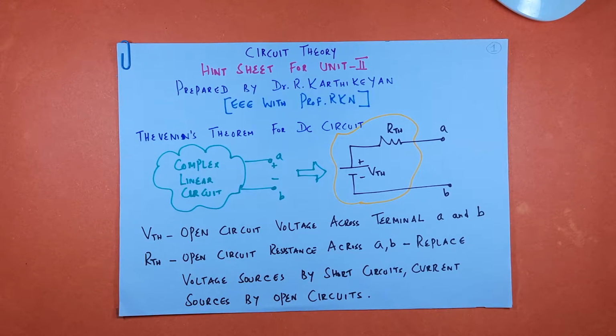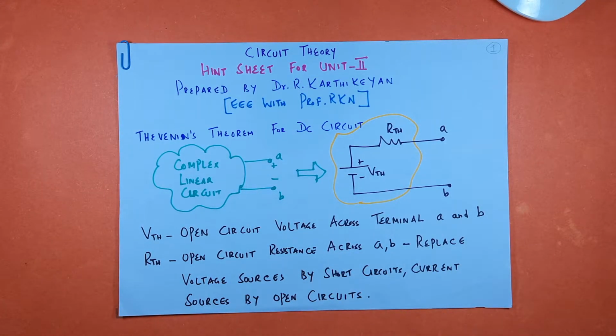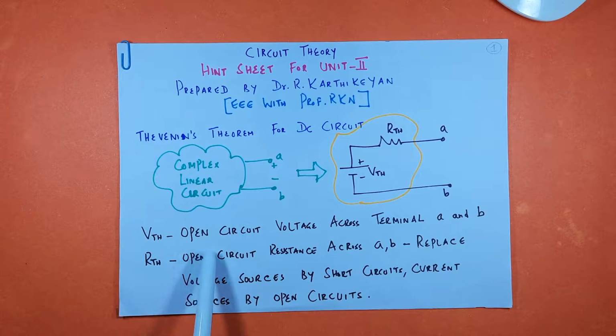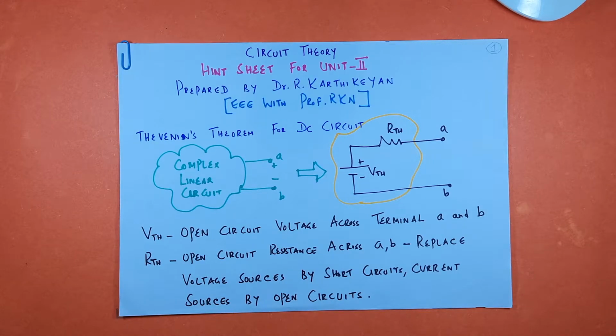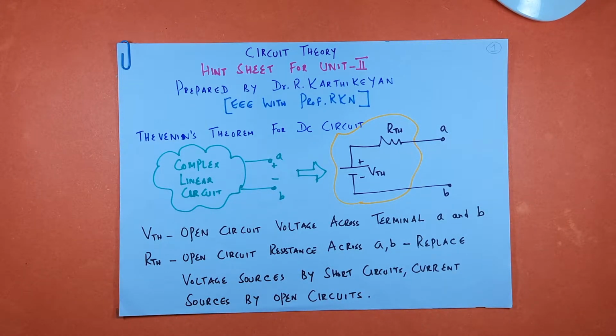Thevenin theorem says that any complex linear circuit can be replaced by a Thevenin voltage source in series with the Thevenin resistance. Here V Thevenin is nothing but the open circuit voltage across the terminals A and B, whereas R Thevenin is the open circuit resistance across the terminals A and B. To find this R Thevenin, you have to replace voltage sources by short circuits and current sources by open circuits.